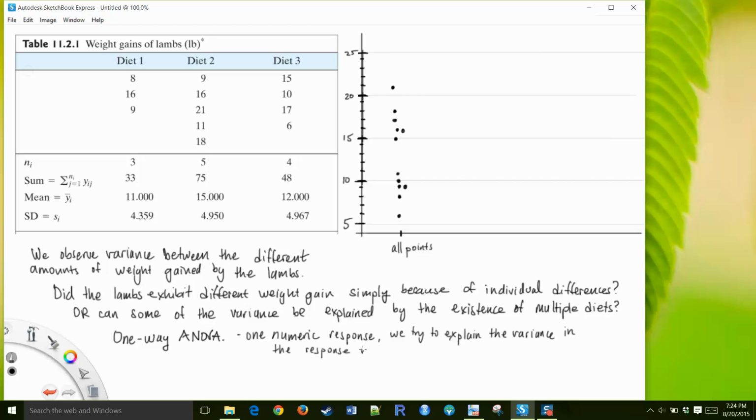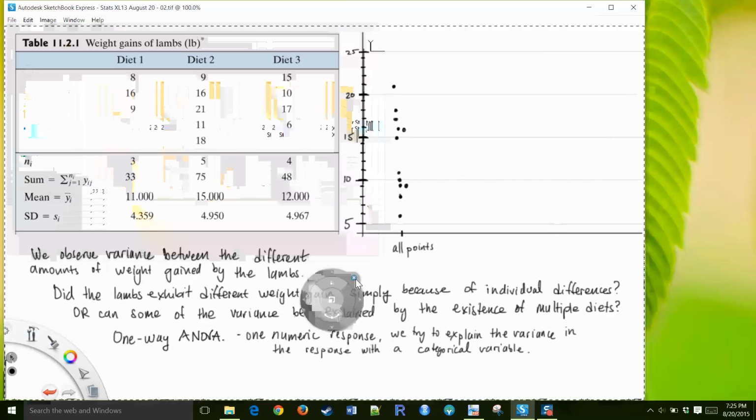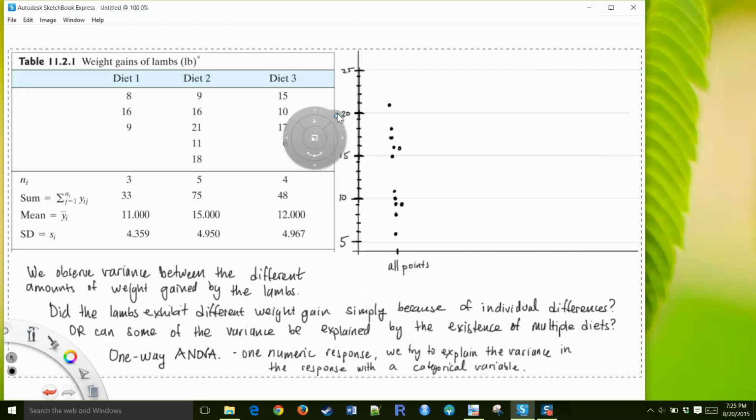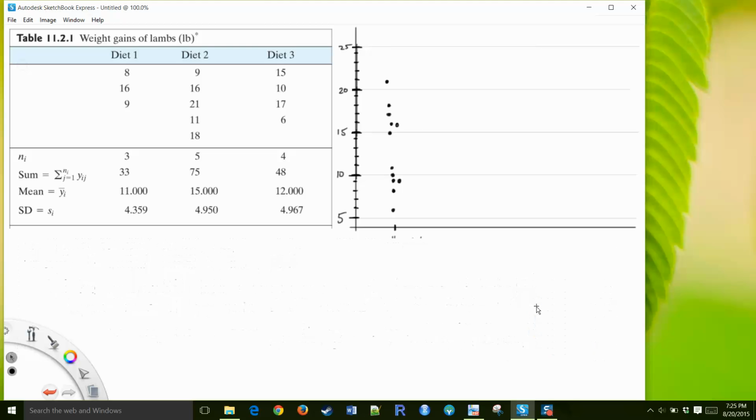Okay, and so our null hypothesis for one-way ANOVA is that the different groups do not explain any part of the variance in our observations.